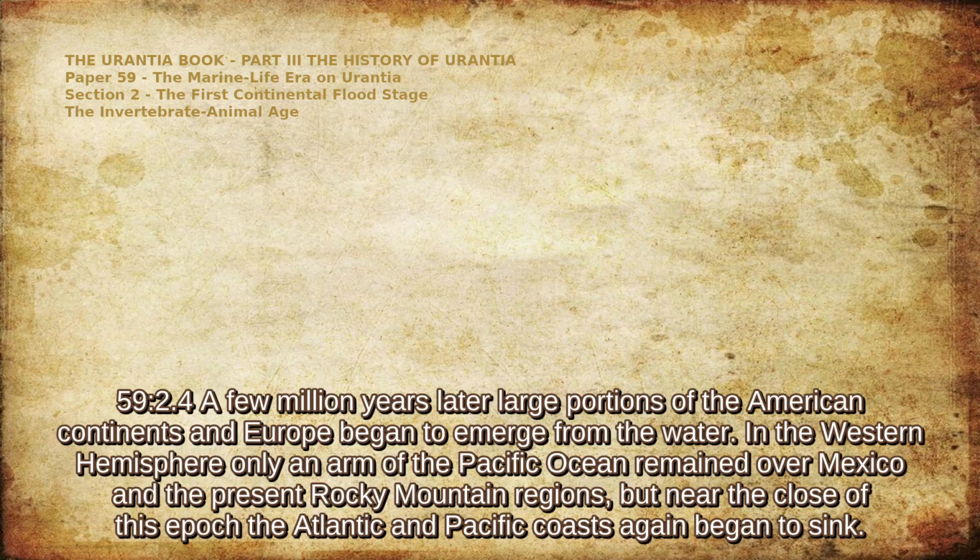A few million years later, large portions of the American continents and Europe began to emerge from the water. In the Western Hemisphere, only an arm of the Pacific Ocean remained over Mexico and the present Rocky Mountain regions, but near the close of this epoch, the Atlantic and Pacific coasts again began to sink.